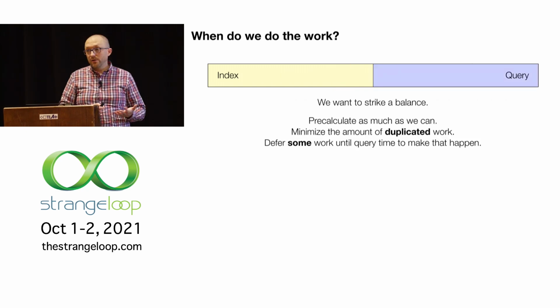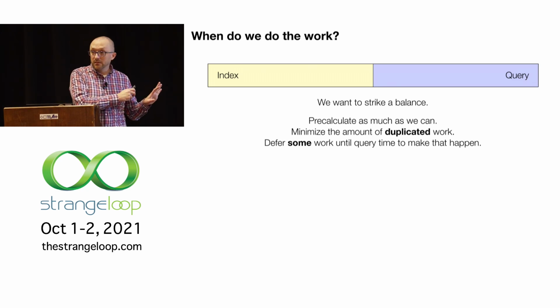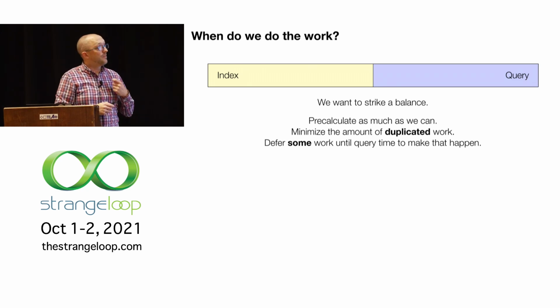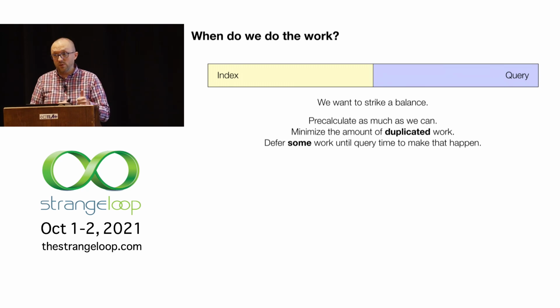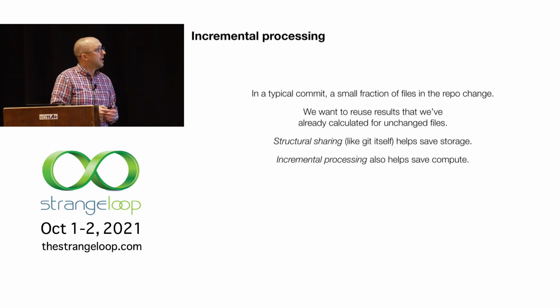What we want to do is we want to find a way to strike a balance. We have to do as much pre-calculation as we can at index time, and we want to minimize the amount of duplicated work so that we can reuse results as much as possible. And in order to do that, if we need to defer some amount of work to query time, that's okay, as long as we don't defer so much work that we end up exceeding that 100 millisecond budget for queries. And incremental processing is sort of how we do that.